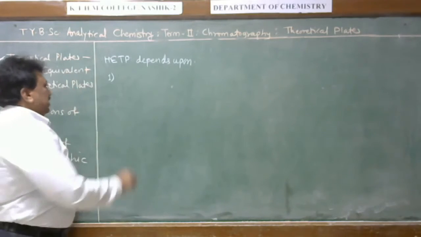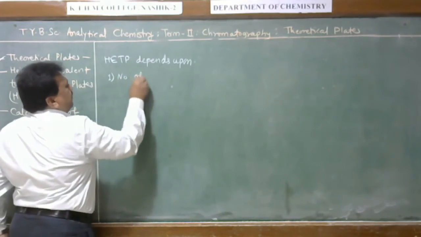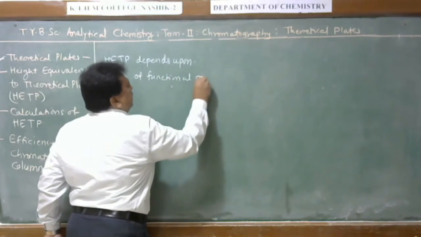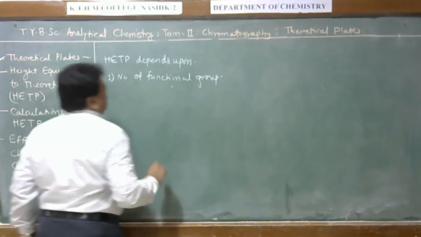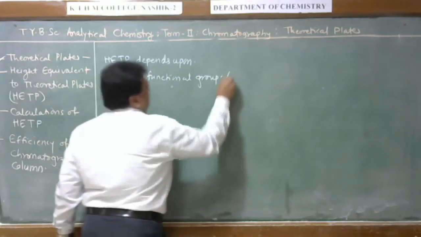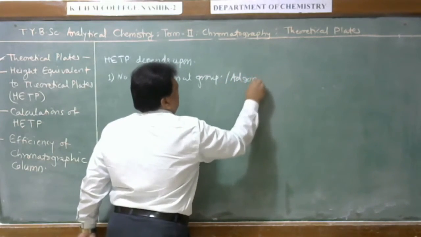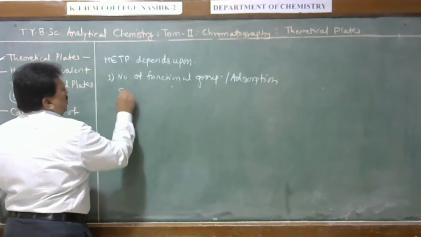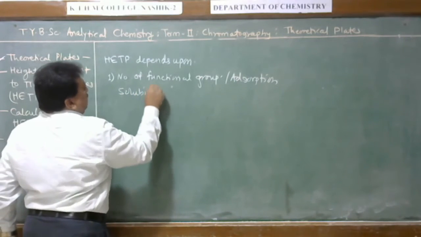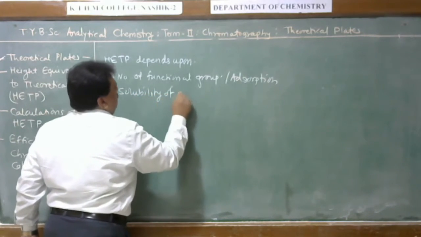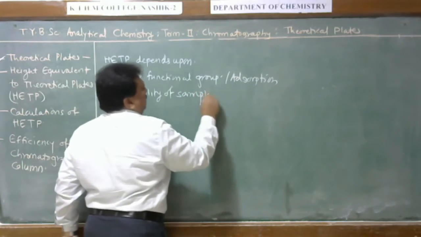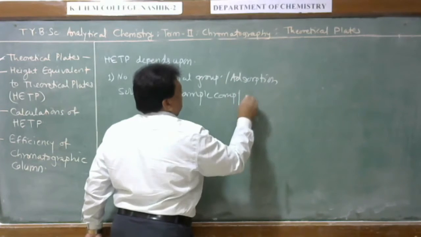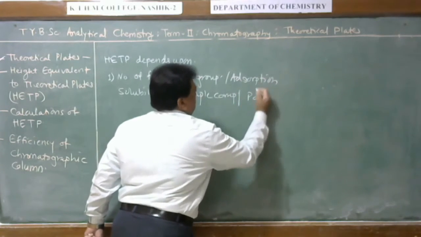The height equivalent to theoretical plate depends upon, number one, the number of functional groups present on the stationary phase, if it is adsorption chromatography, or sometimes the solubility of the sample component in a stationary phase, if it is partition chromatography.